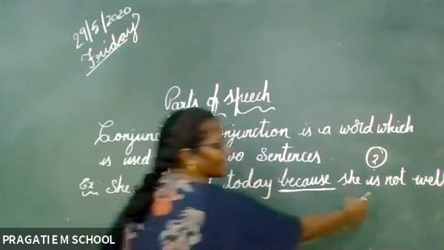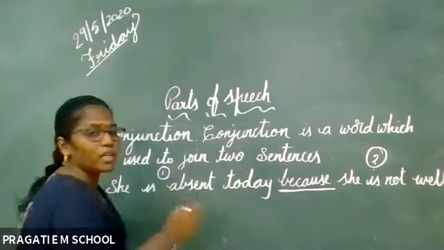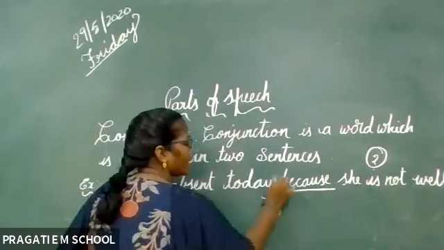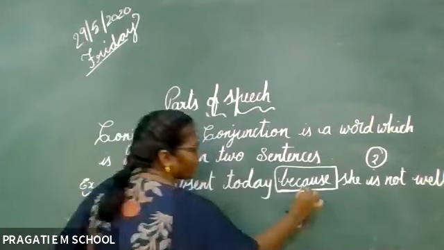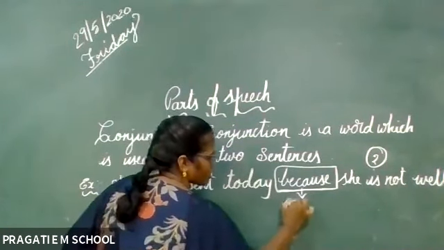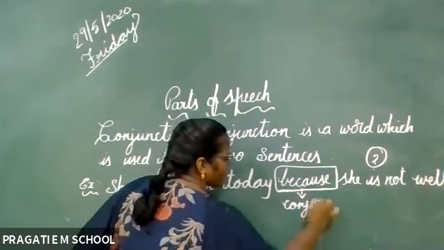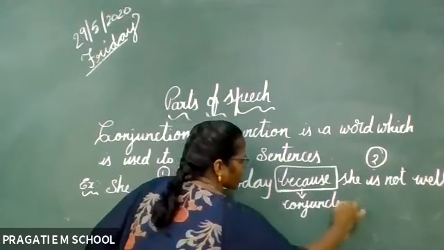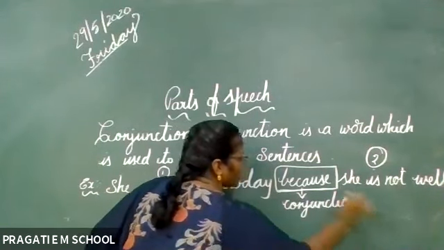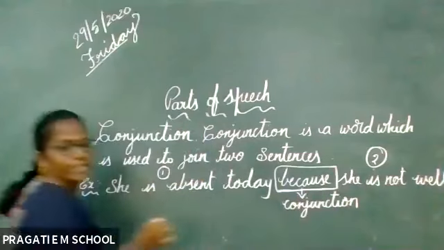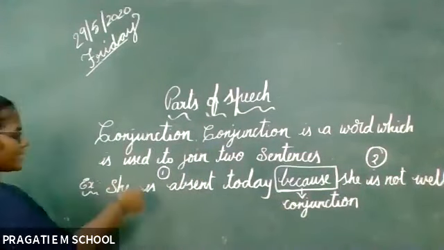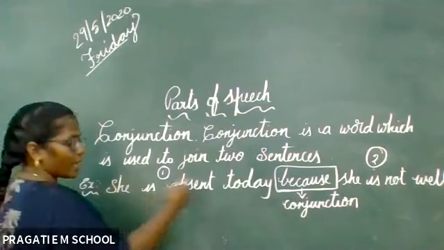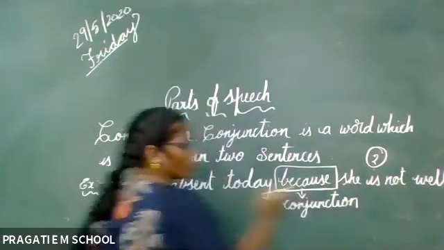These two sentences are combined with the word because. So this word because is a conjunction, because it joins two sentences. This is sentence 1 and this is sentence 2.